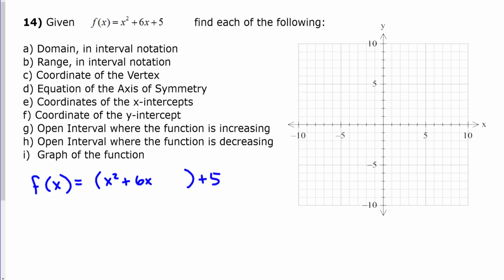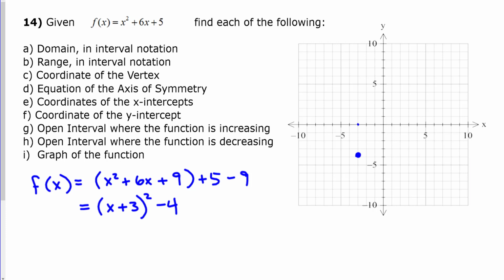So 6 divided by 2 is 3. 3 squared is 9. If I add 9 here, I have to subtract 9 over here because I'm working with just one side of the equation. So this becomes x plus 3 quantity squared minus 4. So the vertex is at negative 3, negative 4. So negative 3, negative 4.